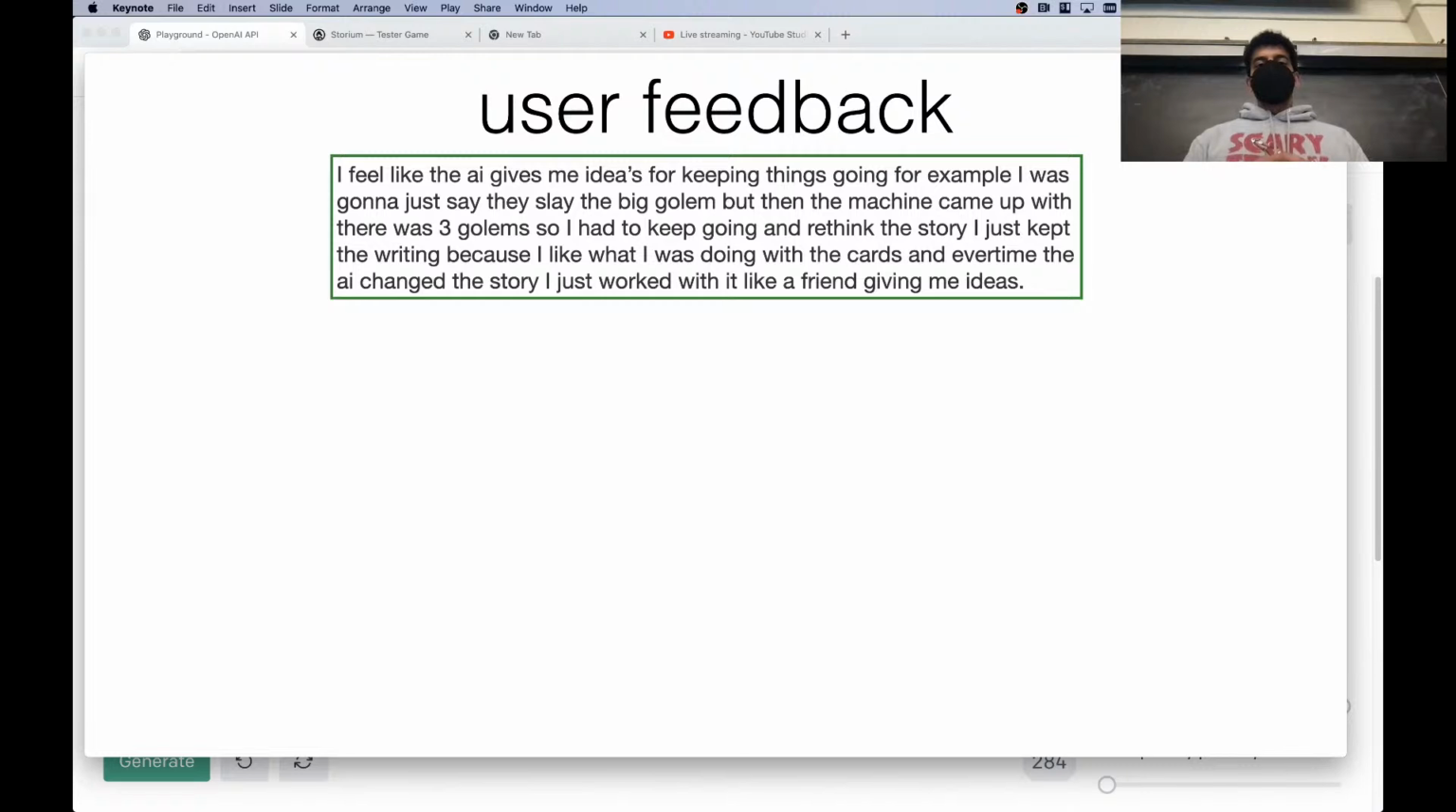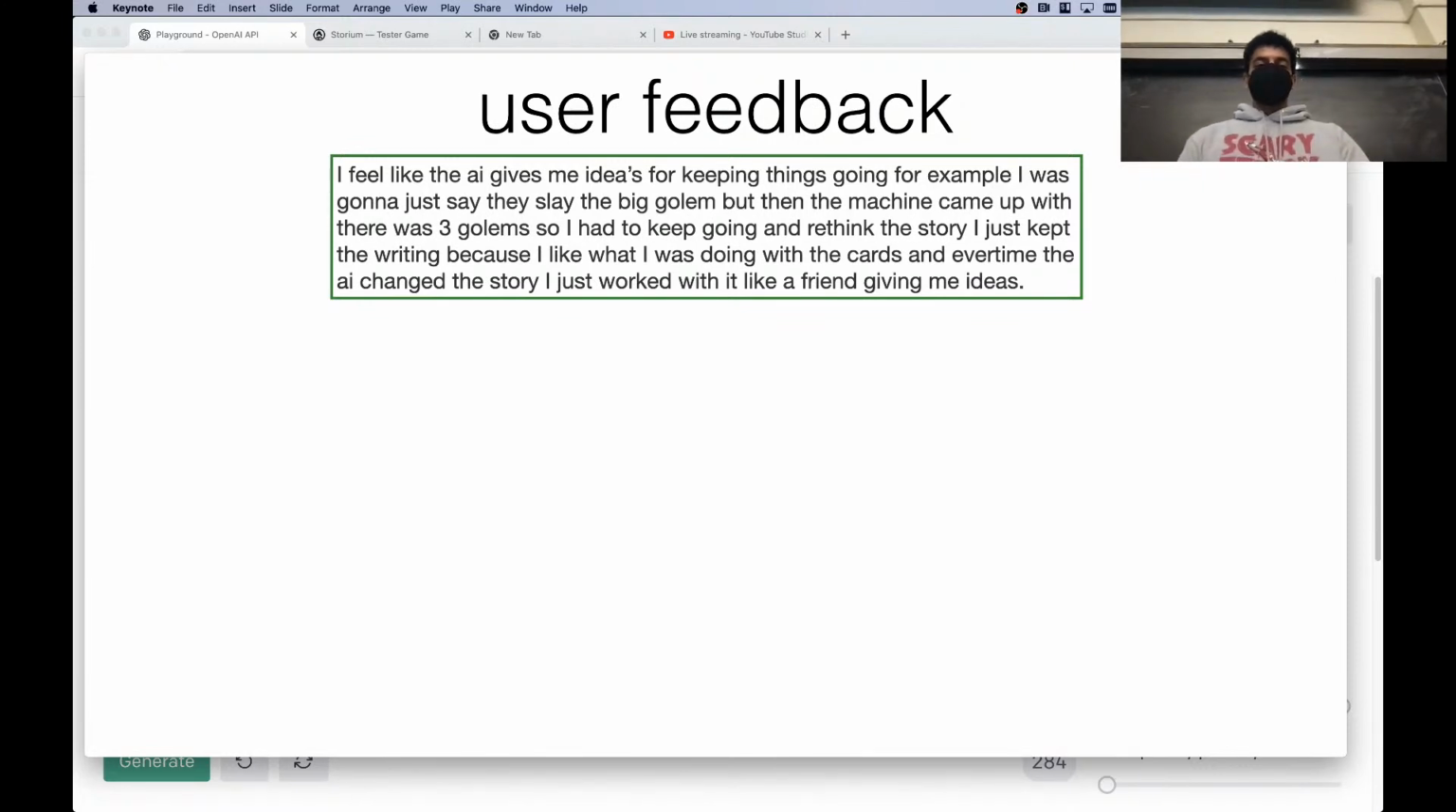We also collected user feedback in interviews, which was very interesting. This was an interesting piece of feedback. "I feel like the AI gives me ideas for keeping things going. For example, I was going to say they slay the big golem, but then the machine came up with there was 3 golems, so I had to keep going and rethink the story. I just kept the writing because I liked what I was doing with the cards, and every time the AI changed the story, I just worked with it like a friend, giving me ideas." I think this person needs to learn about some punctuation too.